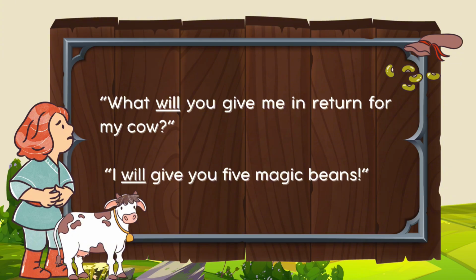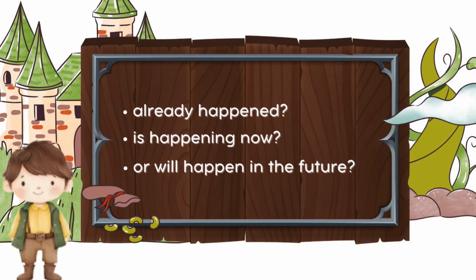Did you hear the word will in both of those sentences? Yes, that word tells us something that hasn't happened yet. It's about future. So, let's think together. Are Jake and the man talking about something that already happened? Something happening now? Or something that will happen in the future?